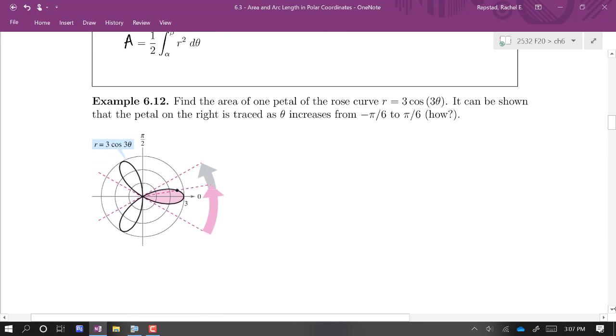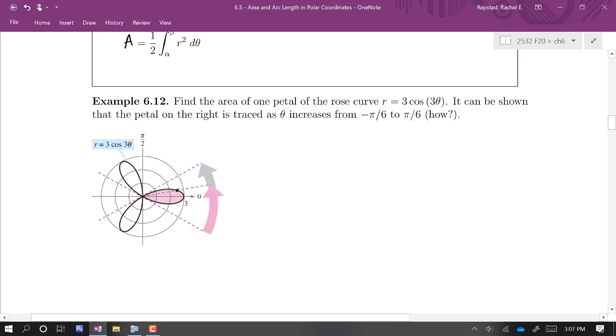We're going to start with an example. We're going to find the area of one petal of the rose curve, r equals 3 cosine 3 theta. It says that it can be shown that the petal on the right is traced as theta increases from negative pi over 6 to pi over 6. So they're encouraging us to find the area of this petal that they've shaded in pink here.